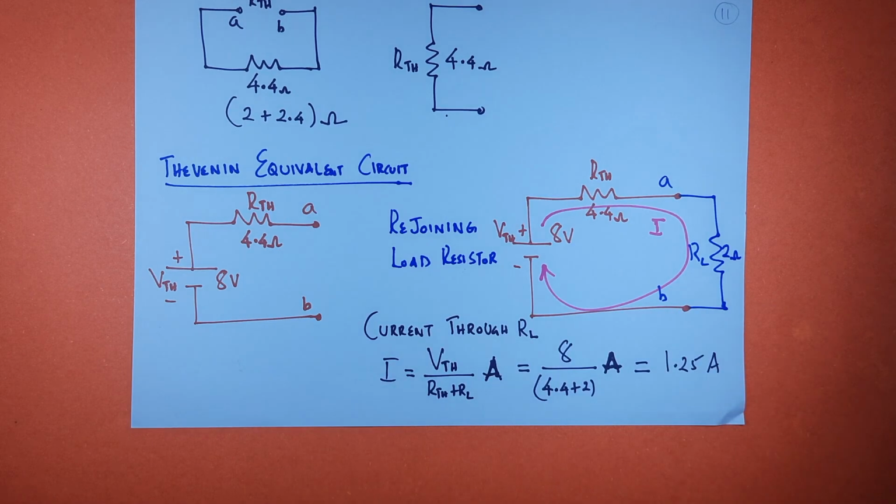So for the current through RL, apply Ohm's law: I equals VThevenin divided by RThevenin plus RL, in amperes. Substitute the values: 8 divided by 4.4 plus 2 ampere. If you calculate this, you get 1.225 ampere. That is going to be the final answer.